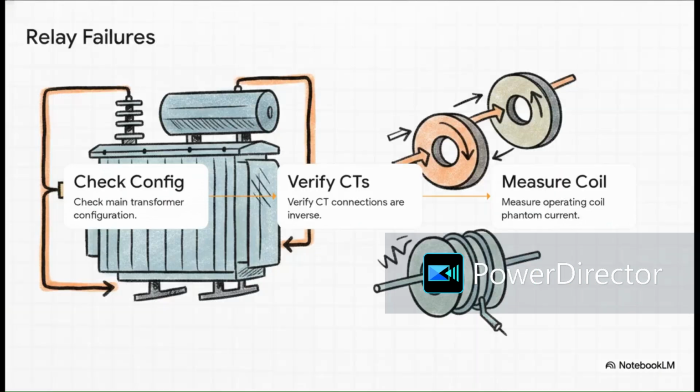Problem solved. This fix is so crucial that if you're a grid technician out there troubleshooting a false trip, this is exactly what you look for. Step 1, check your main transformer configuration. Is it star-delta? Step 2, strictly verify your CT connections. Are they truly inverse? If they aren't, boom, you found your problem. Finally, step 3, you measure the operating coil current under normal load. If there's phantom current flowing while the system is totally healthy, your phase compensation is likely wrong.